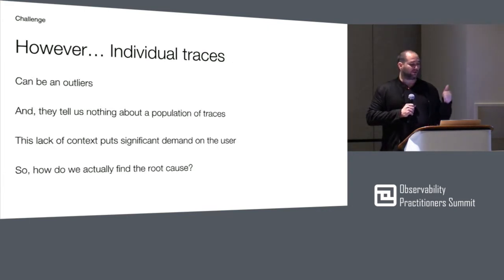So some downsides are that these are individual traces, and as such, they can still be outliers. So we may or may not be looking at something that's representative of our system. And as such, they tell us nothing about the population of traces. What that means is the user has to validate that themselves. This puts a lot of demand on the user, because they have to verify that they're not looking at a trace that's an outlier, or that these two traces are fairly represented. So they have to look at a number of traces and get a concept of how different they are, to basically get a sense of the context. And that's tough, especially during root causing.